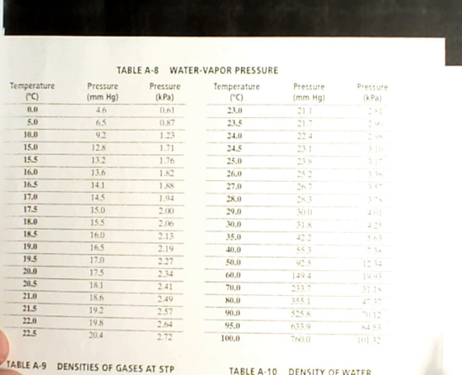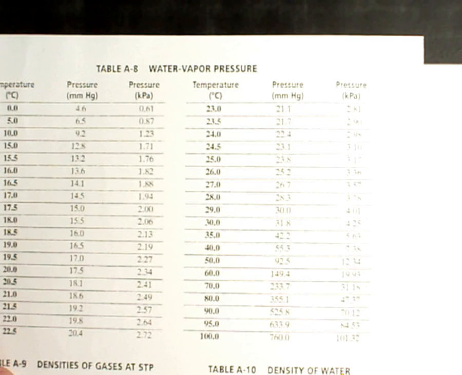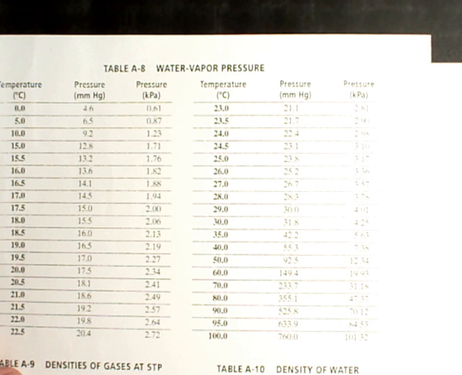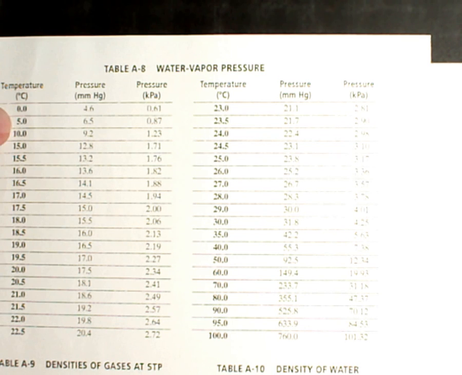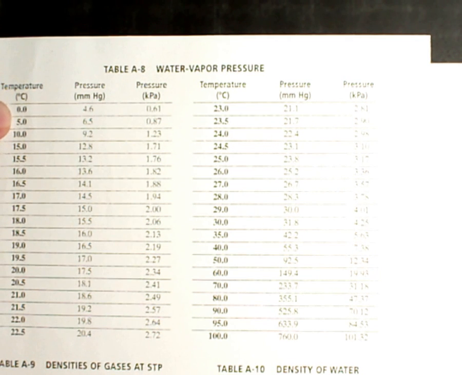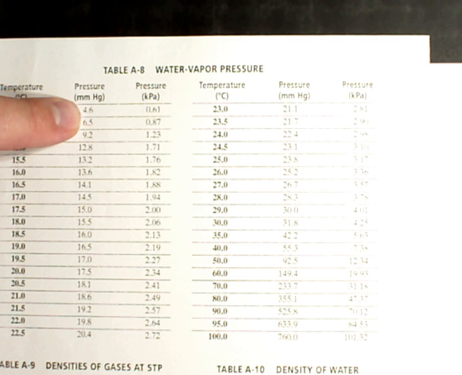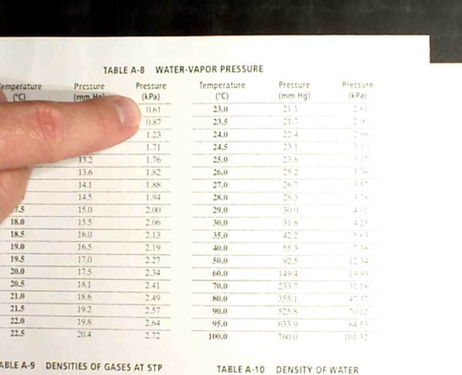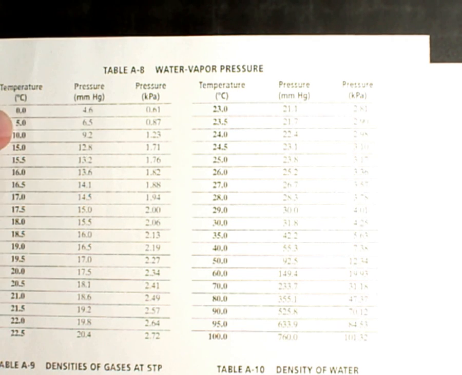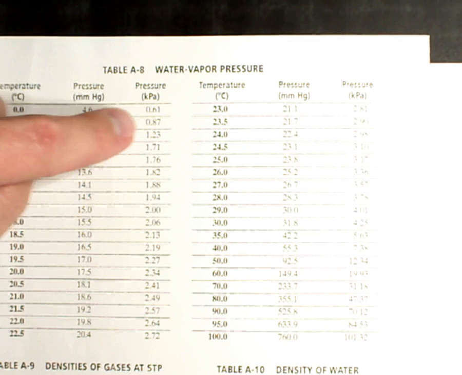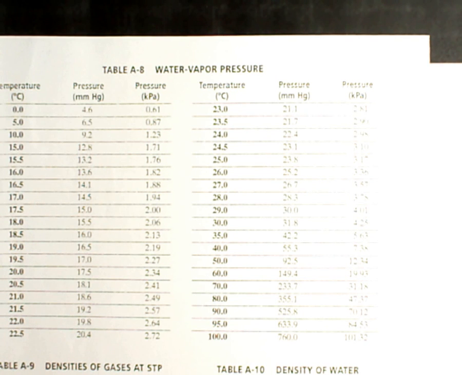Okay? Now, water vapor pressure. This is the pressure that is caused by water at different temperatures. So here you'll notice, for example, at a temperature of 0 degrees Celsius, water has a pressure of 4.6 mmHg, or 0.61 kPa. The pressure of water at 5 degrees Celsius is 6.5 torr, or 0.87. And so basically what you do is you look up your answer on a chart and you subtract it out.